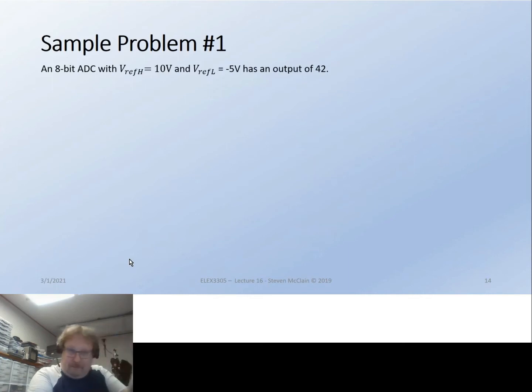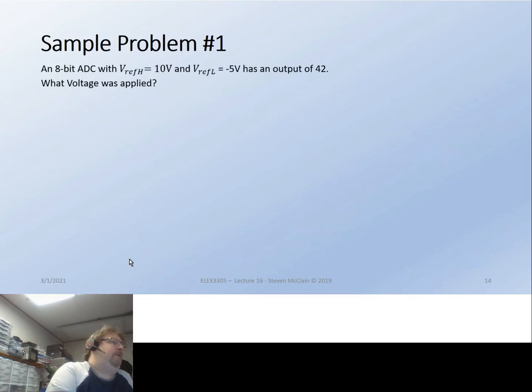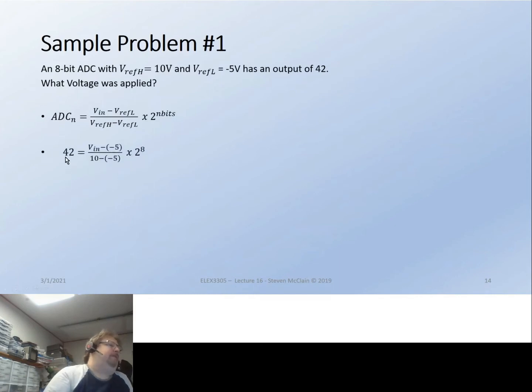This is actually a question I put on my exam. So we've got to figure out what voltage was applied. We're going to take our 42 volts in and get our, we don't know what the VN is, but we're going to put all of our references in, and we've got our bits, rearrange it, do all the mathy stuff that you guys do probably in your sleep by now, and you end up with that as a voltage input.